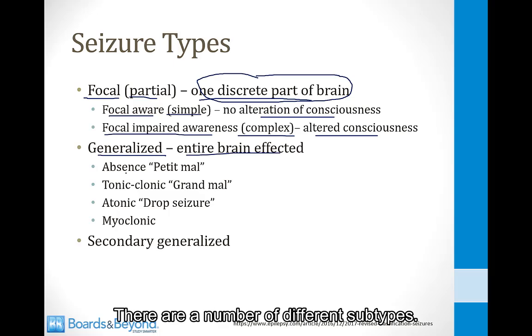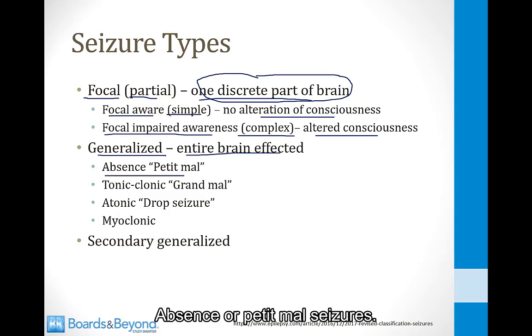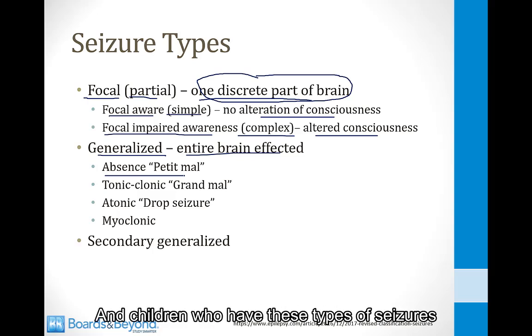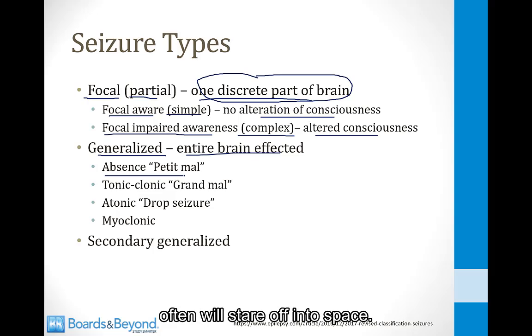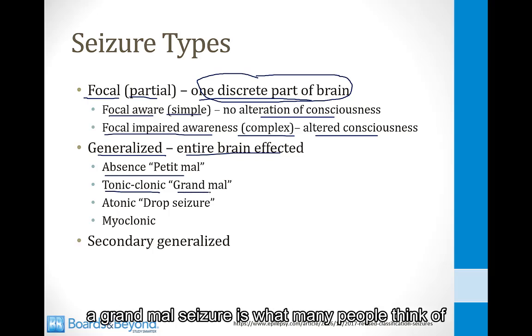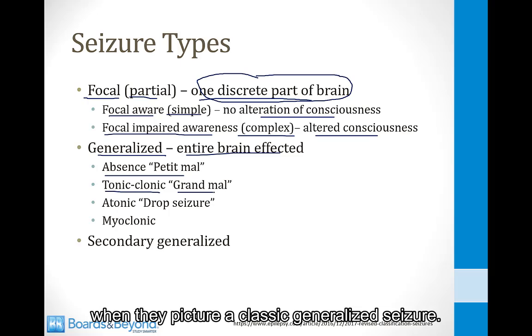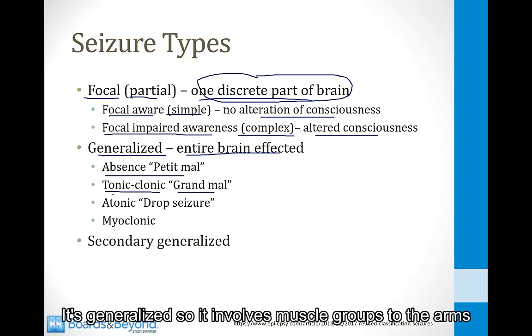There are a number of different subtypes. Absence or petit mal seizures we'll talk about later in this video. These are common in children, and children who have these types of seizures often will stare off into space. A tonic-clonic seizure, which is also called a grand mal seizure, is what many people think of when they picture a classic generalized seizure. It's generalized, so it involves muscle groups of the arms and the legs.